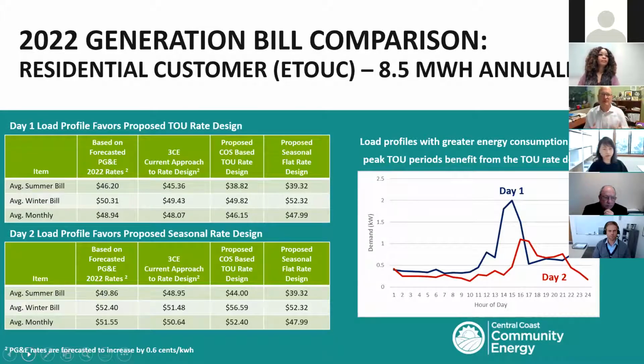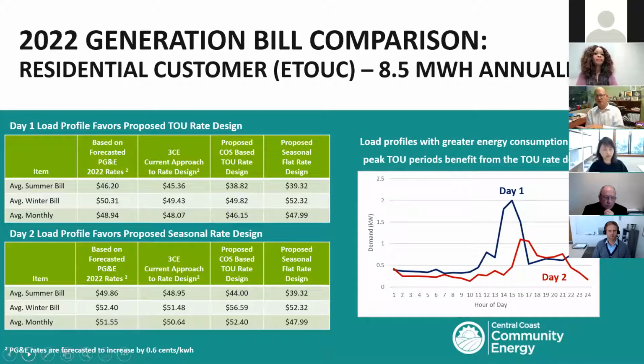So looking over at these example bills, what we've put together is a generation bill comparison. This is just comparing what 3CE would charge you if you were a 3CE customer relative to what PG&E would charge you. And that's that first column. We're estimating that with that adjustment to the PCIA, the 0.6 cents. So an average summer bill for this customer on the day 1 load profile would be about $46.20 for the generation portion only during the summer. During the winter, it would go up a little bit. The average monthly is about $48.94.